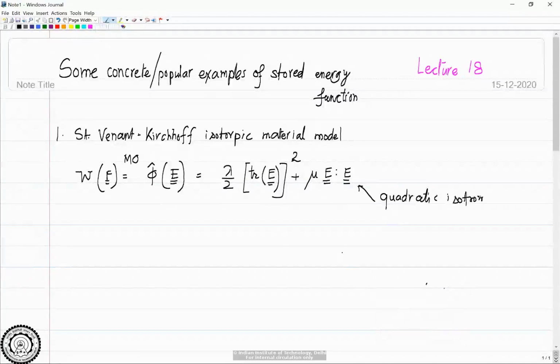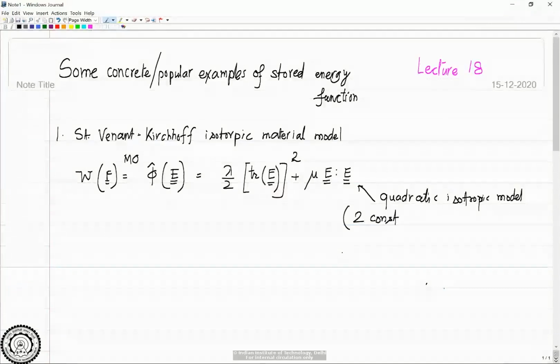Sir, this expression, are we encountering it for the first time or are we getting it from some of our previous discussions? No, we are encountering it for the first time, and actually, we have also given you the assignment, the last assignment, where you had to derive the linear relationship between second PK and strain. So this energy model will lead to that particular linear relationship.